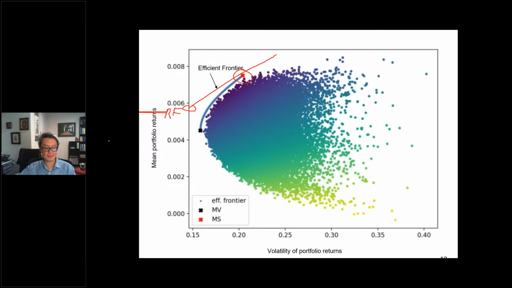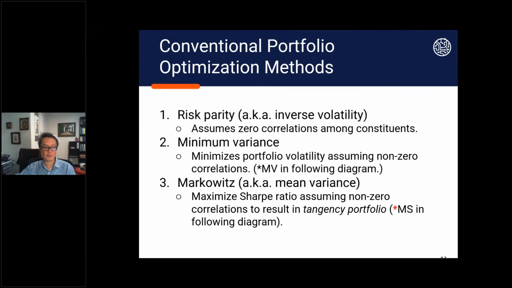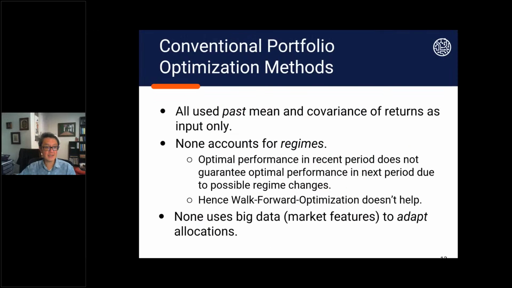So these are the three traditional methods of portfolio optimization. What we have done is go beyond that, because none of these methods account for regimes, right? They only use returns. Particularly, they only use the mean return and the covariance of return. They don't even use the entire return history. They don't even use the entire probability distribution of return, right? They only use the first and second order statistics of the return. And so they don't usually work very well.